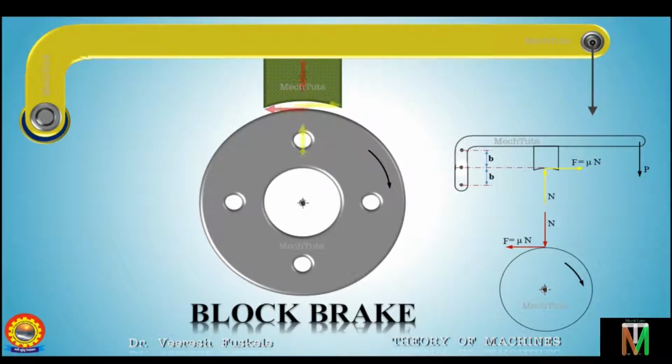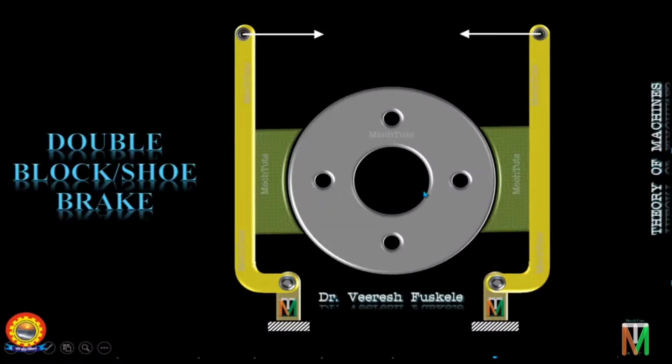So to prevent this bending of the shaft caused due to the unbalanced normal radial force on the drum, two blocks are used on the two sides of the drum as shown here, so that they can nullify the effect of the unbalanced forces on the drum, as the normal radial force will act from both the sides of the drum, so they will nullify each other's effect and avoid the bending of the shaft.